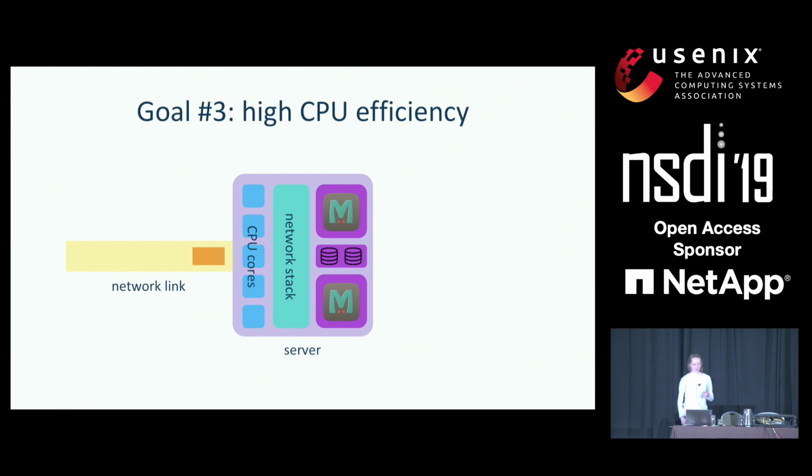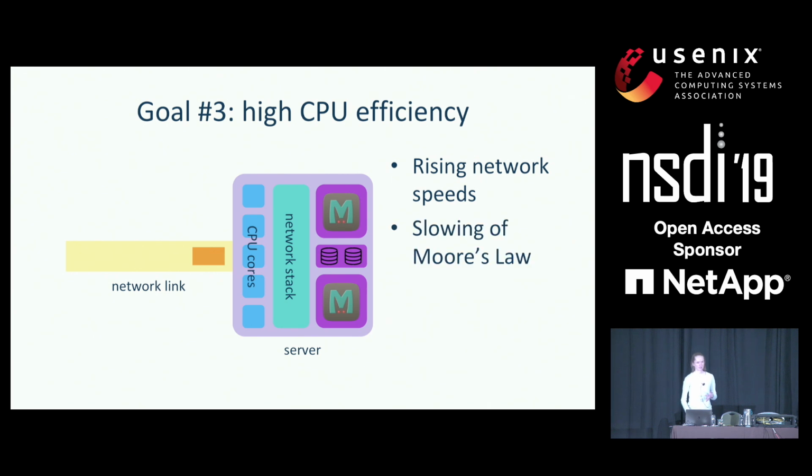And there are 2 reasons why this is becoming more important today than ever before. The first is that rising network speeds mean that applications are increasingly bottlenecked by the CPU rather than the network. The second is that as Moore's law slows, we're no longer getting additional compute resources essentially for free every 18 months. So it's important that we're able to take advantage of the CPU resources that we do have.